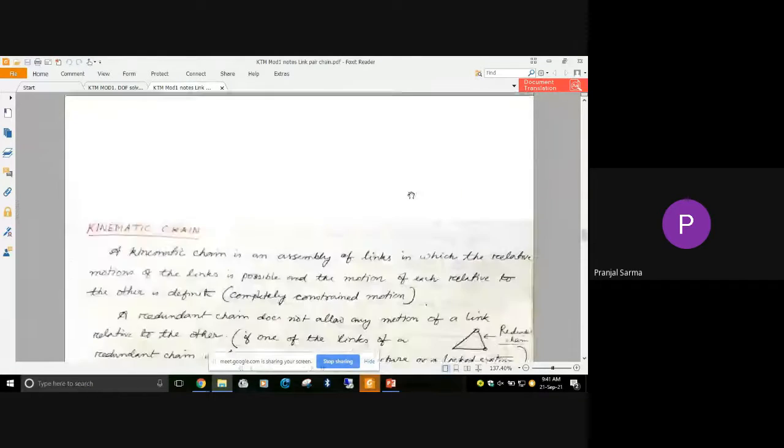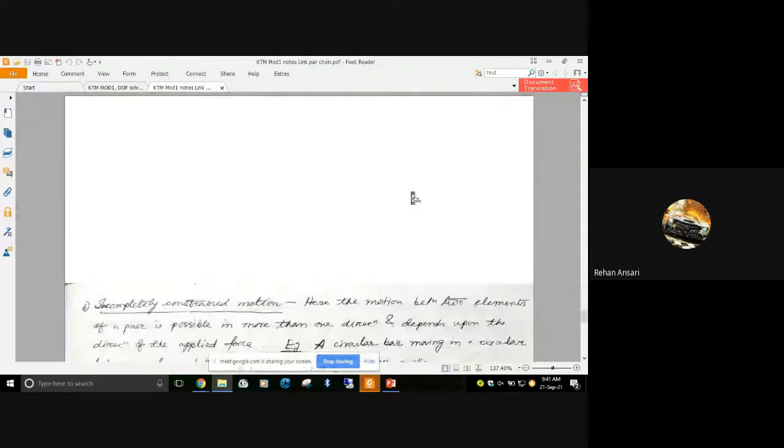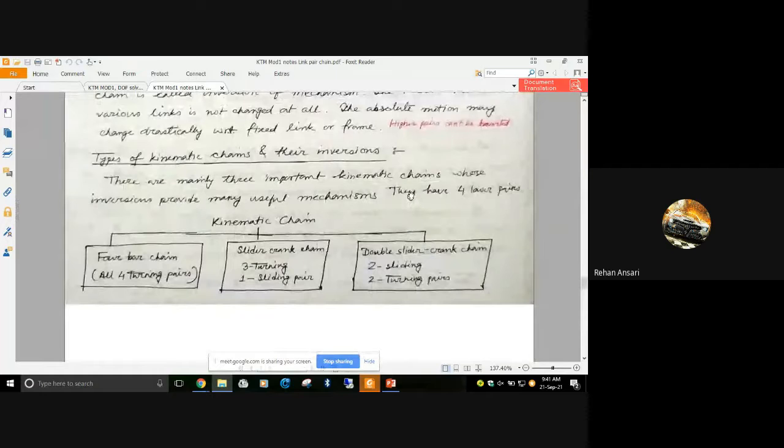After that, find P1 and P2. P1 means lower pair, and P2 is higher pair. And apart from that, if there is any redundancy, you have to take care of that. Some other problems related to degree of freedom, try to solve by yourself.